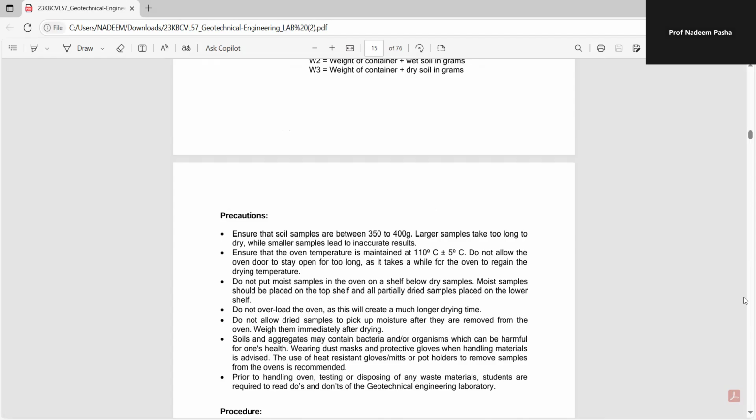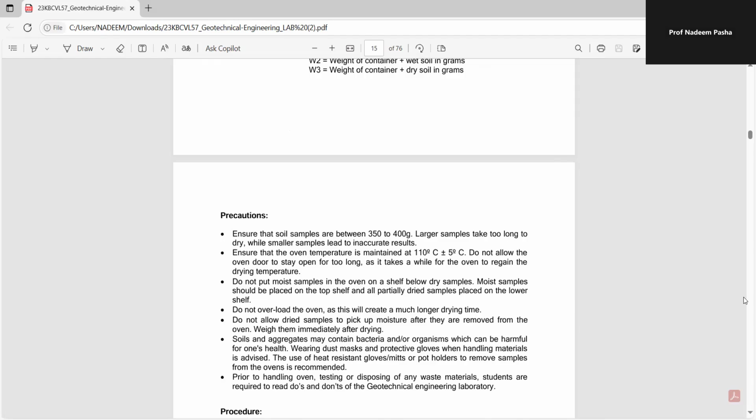Precautions. Ensure that the soil samples are between 350 gram to 400 gram. Larger samples take too long to dry, while smaller samples lead to inaccurate results. Ensure that the oven temperature is maintained at 110 degrees Celsius plus or minus 5 degrees Celsius. Do not allow the oven door to stay open. So, what are the precautions?